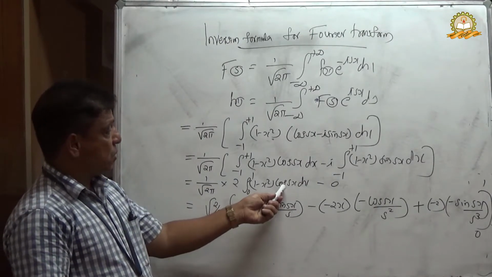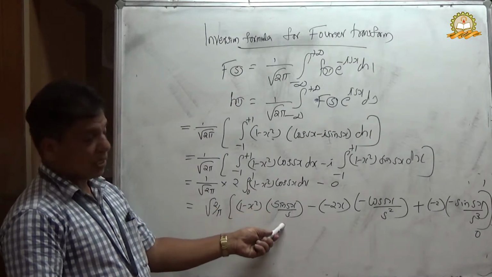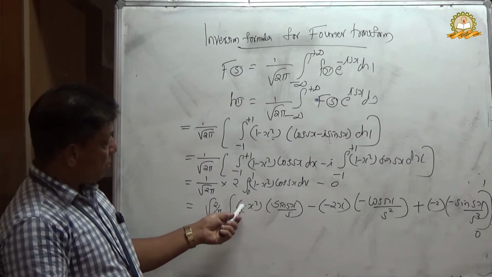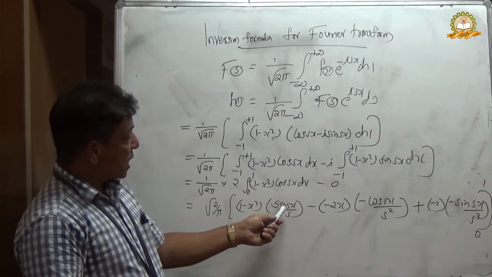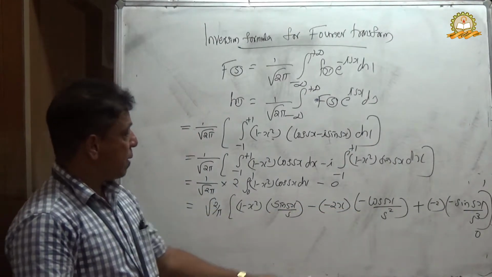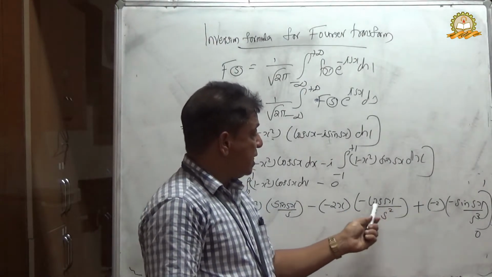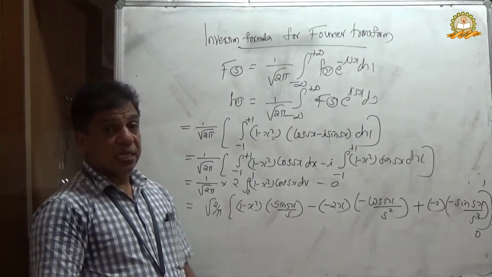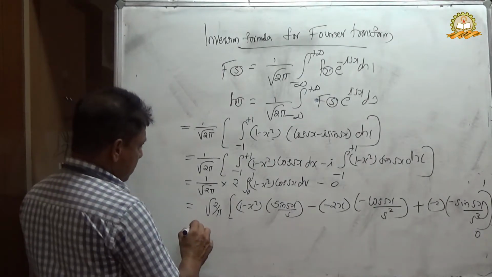1 minus x square into integral of cos sx, that is sin sx by s. Then minus derivative of first. The derivative of 1 minus x square is minus 2x, into integral of second, sin sx by s, that is minus cos sx by s square. Plus derivative of first function, minus 2, into integral of second, minus sin sx by s cube. Here we apply the general rule for integration. Very important point.